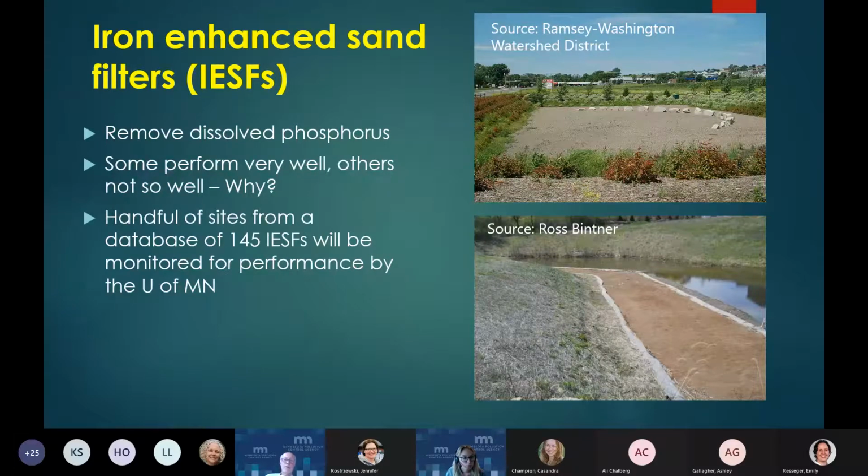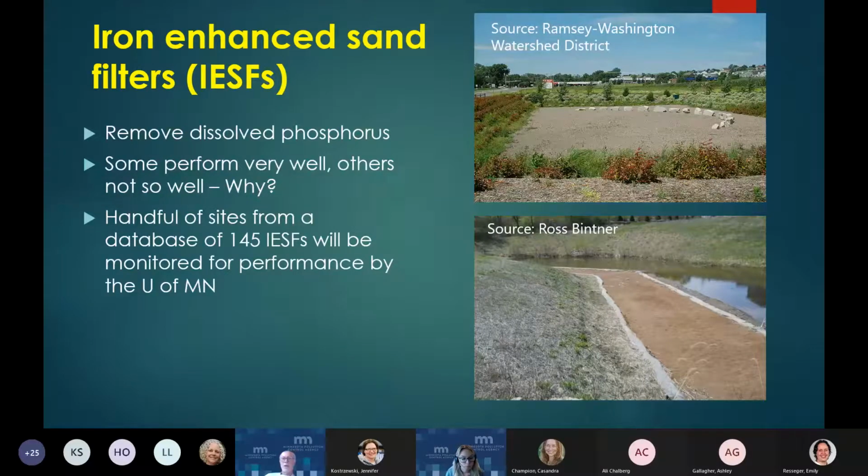If we can't start to remove dissolved phosphorus, we're not going to clean up our lakes and rivers. Dissolved phosphorus is typically about anywhere from 20 to 50% of total phosphorus, and if these BMPs are not removing dissolved phosphorus, we're not going to get there. Plus, dissolved phosphorus is a lot more bioavailable than phosphorus that's attached to sediment. So it's been overlooked way too long.